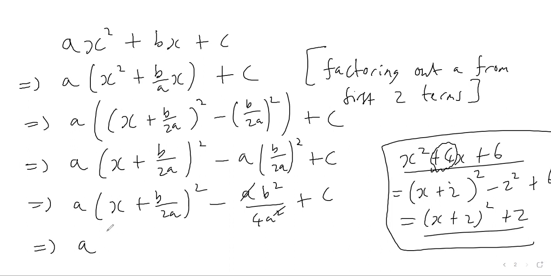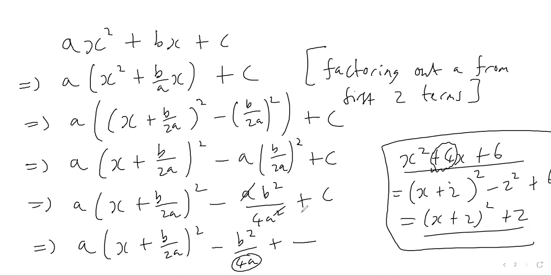So we get a times x plus b over 2a all squared, and then subtract this b squared over 4a, and then we got this plus c here. It's better if we try and get a common denominator for this plus c, so that we match the denominator with this 4a there and this 4a there.